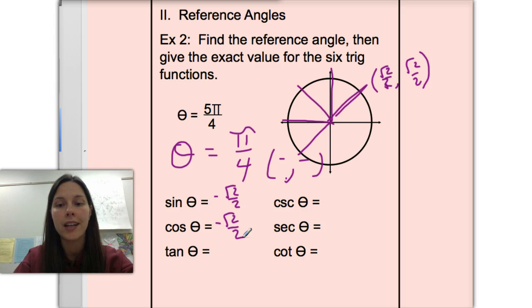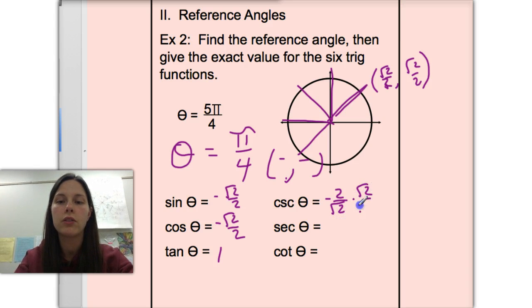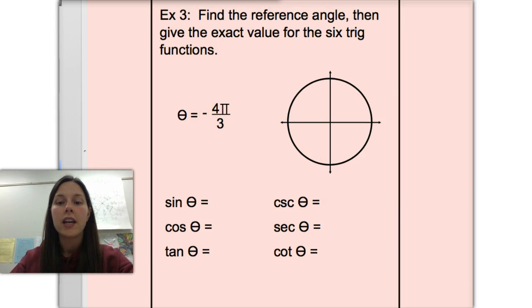Tangent is the ratio. A negative divided by a negative is positive, so we get a +1. And flipping, so we would get -2 over √2. And when we rationalize this, we multiply by √2 over √2. So we get -2√2 over 2, but those 2's cancel, leaving us with simply a -√2. Secant, of course, will be the same as cosecant in this case, and the reciprocal of 1 is still 1, so that's our cotangent.